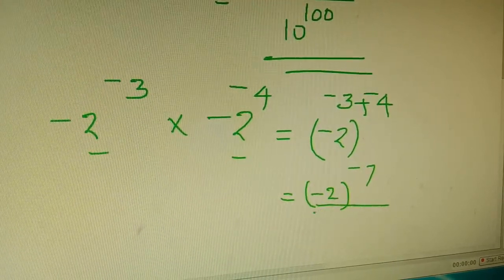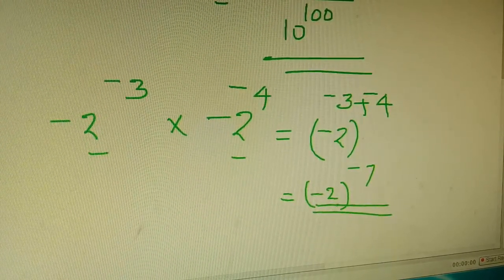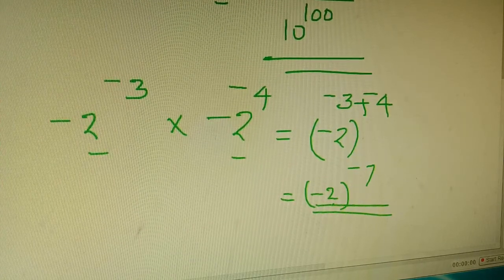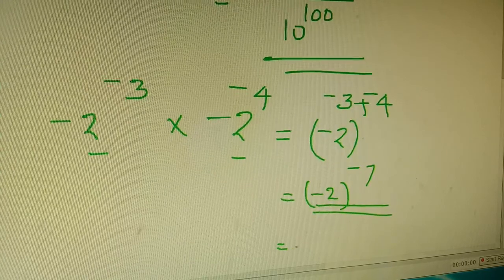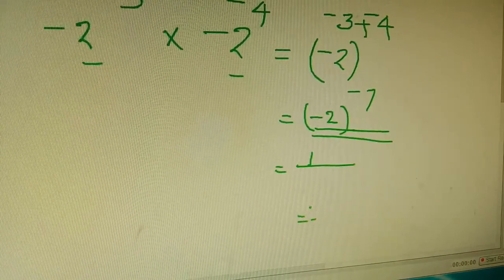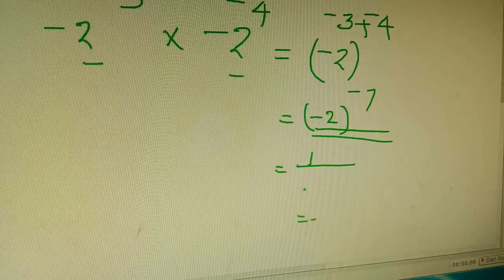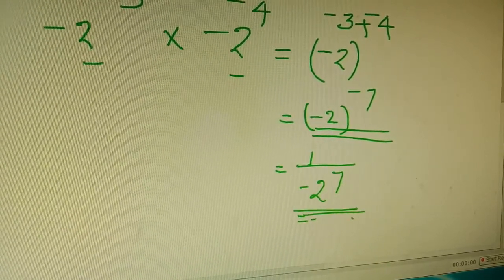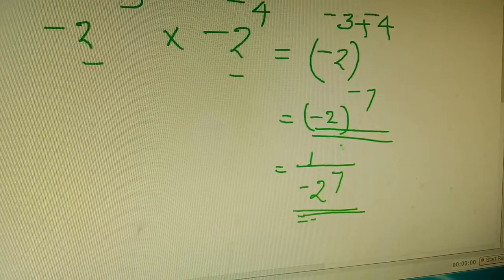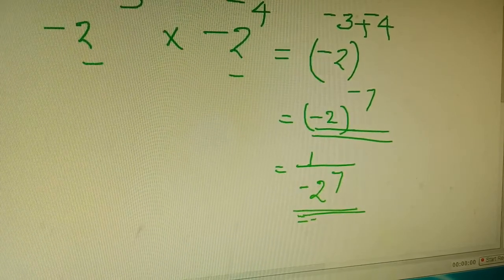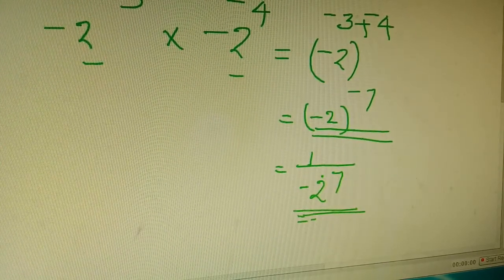Then write the answer in exponential form. That is the question. So we can write it as negative 2 to the power of negative 7, or otherwise 1 by negative 2 to the power of 7.